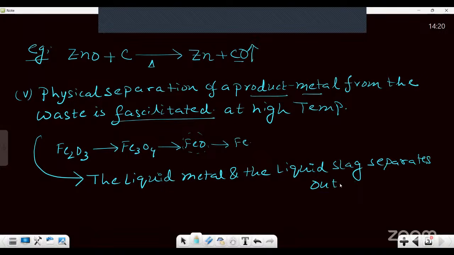So what do I mean by slag? Slag is nothing but flux plus gangue.